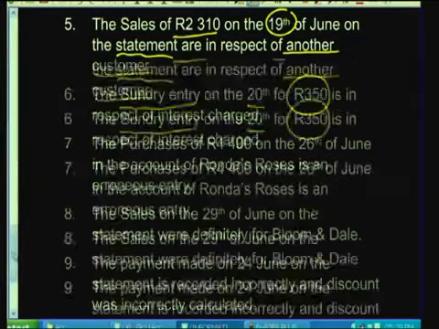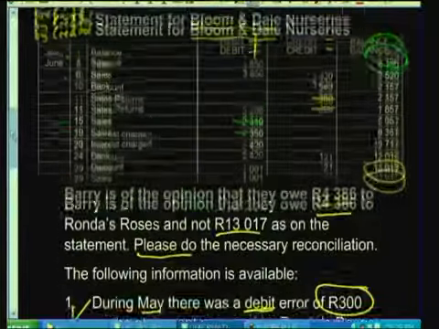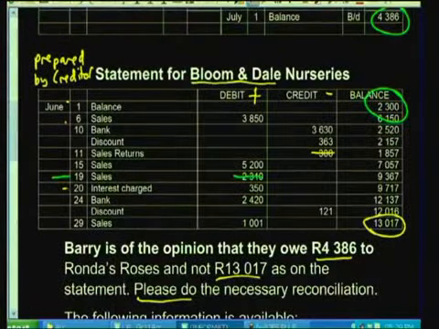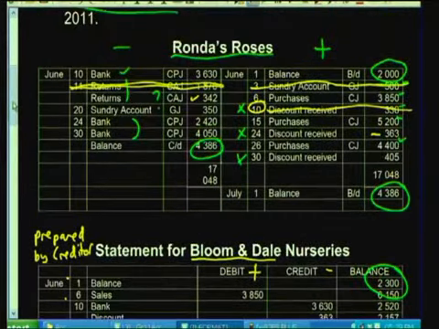So we need to pay careful attention to what this question is asking us. Have a look over here. They're talking about the sundry entry on the 20th, which is for interest charged on the statement that Bloomendale Nurseries has prepared for us. That is interest that's been charged to us, and we've recorded it over here in the sundry account on the 20th in the general journal as 350 Rand.